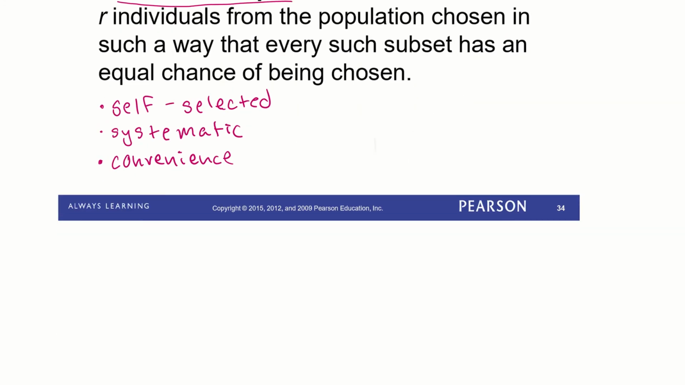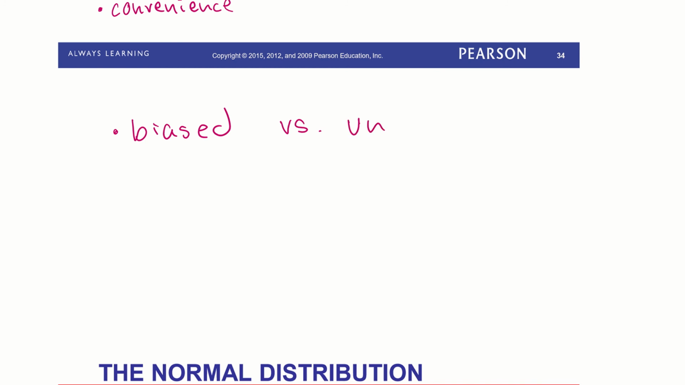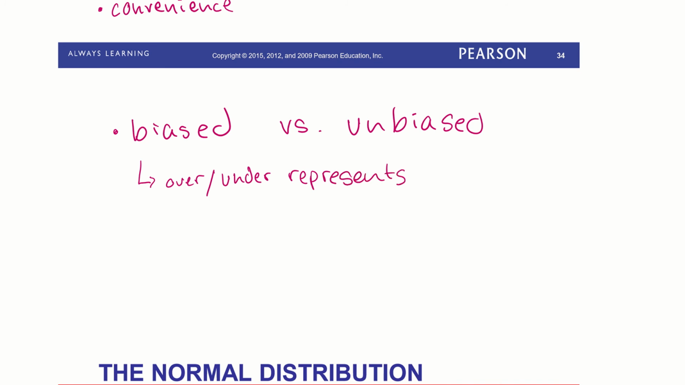In addition to those different categories, we have what are called biased and unbiased. So, biased versus unbiased. If we have a biased sample, that means it over or underrepresents. An example of a biased sample would be me surveying my dual credit calculus class on what their favorite subject is.